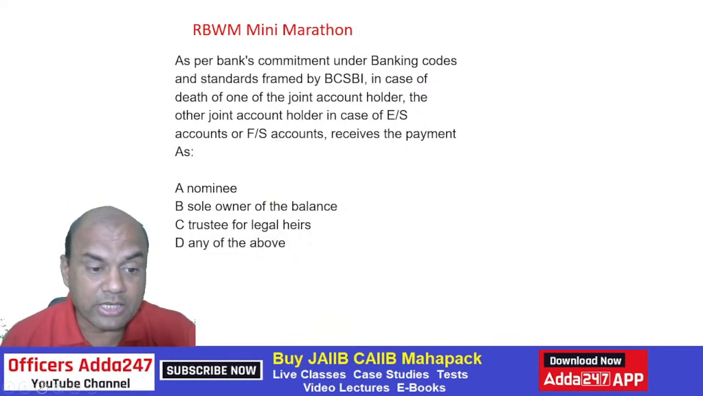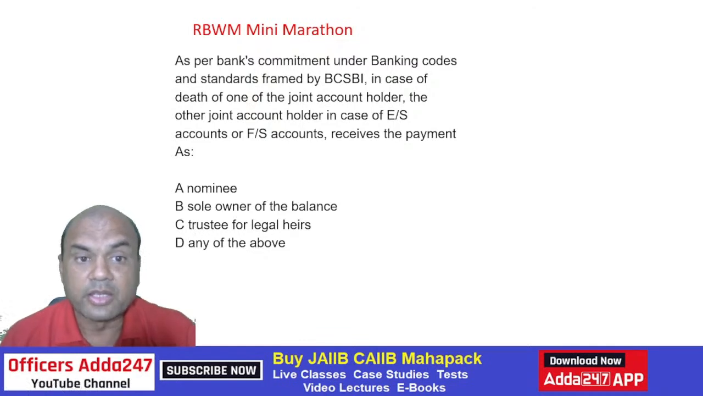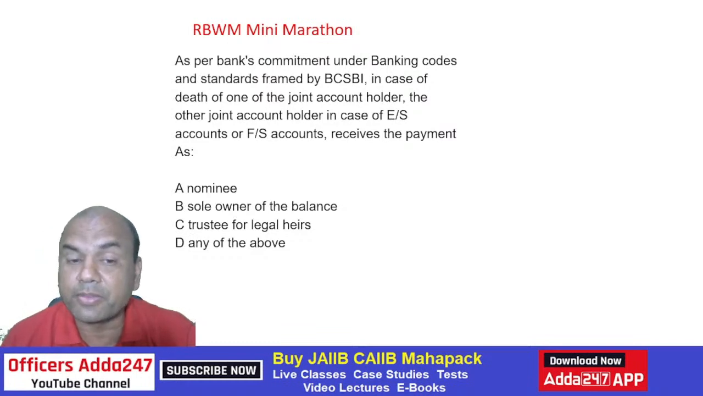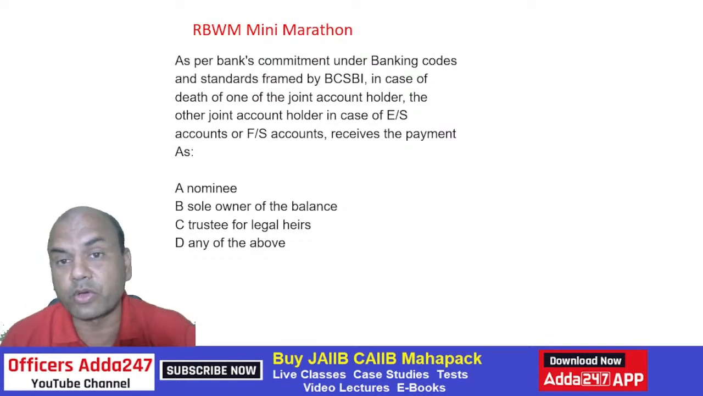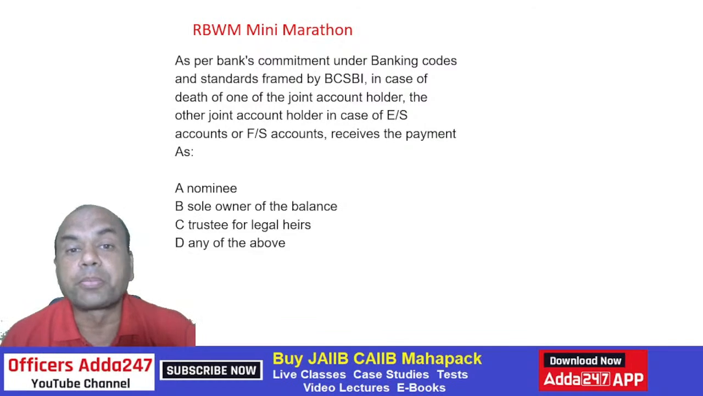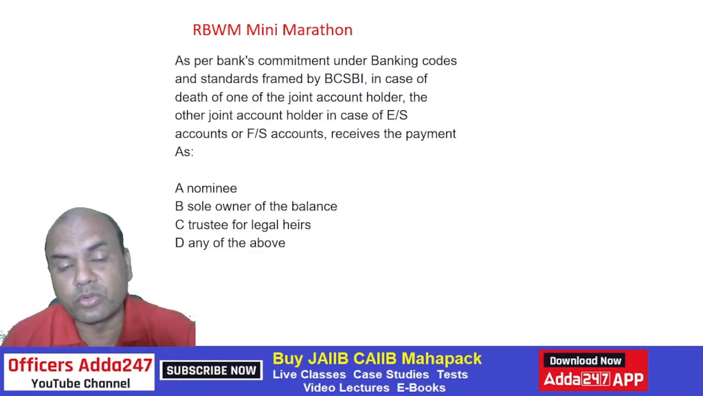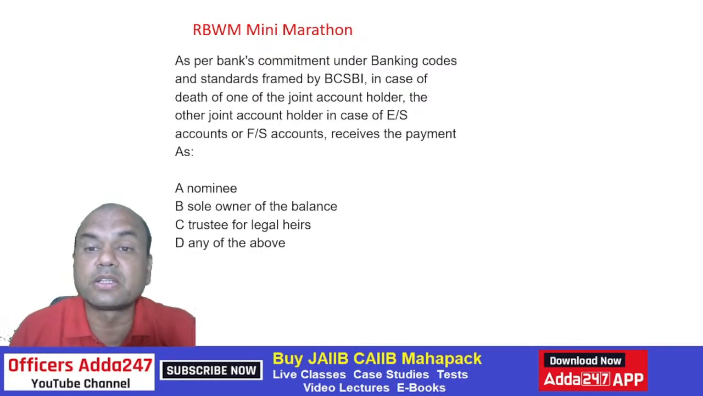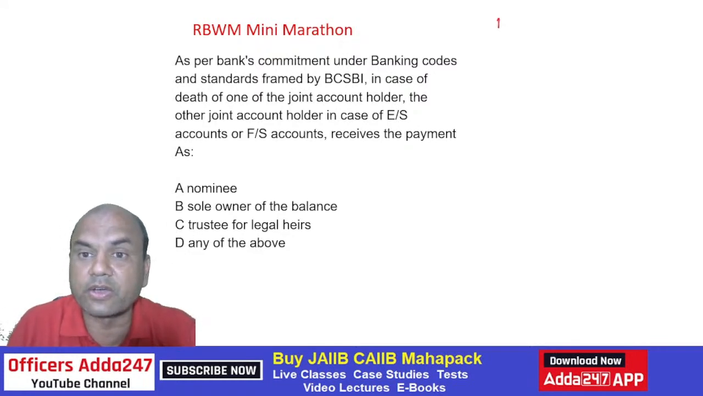See here, now understand the question first. As per the bank's commitment under BCSBI, in case of death of one of the joint holders, here one person has expired in some account. So it is ERS or FRS. FRS means what? This is a separate term. Former or survivor means that up to the time the person who's holding the first account, the first holder of that account, is always called the owner of that account. Remember this. ERS means what?